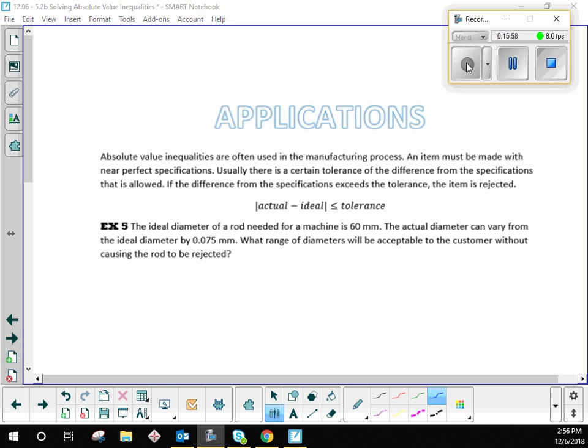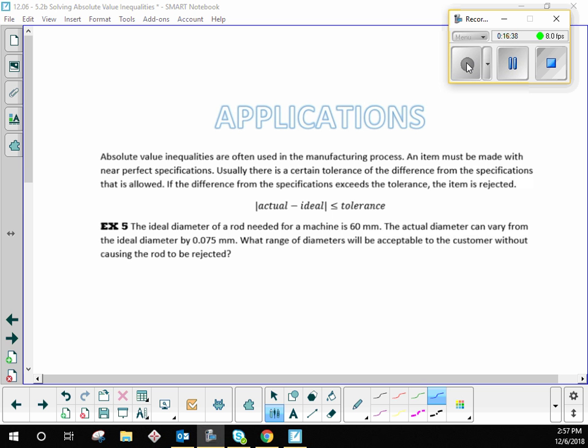Okay, so you've read the problem. How do you feel about that problem? It's kind of got some wordy words in there, so let's talk about what those mean. It says absolute value inequalities are often used in manufacturing process. That's just like, a building and they're just making parts, putting them out, making parts for bigger machines. An item must be made with near perfect specifications. That means if something has to be 10 millimeters long, it has to be as close to that as possible, or they wouldn't be able to use it to build whatever machine that they need the part for, right? Because it wouldn't fit. So it has to be almost perfect.